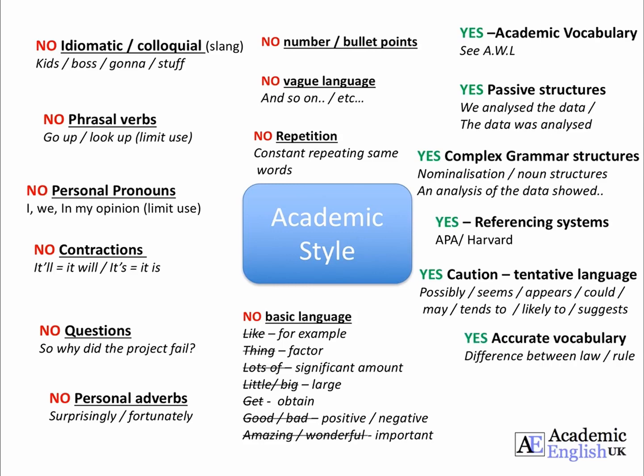We should be accurate in our vocabulary and show the differences between key words. And we should be precise and show the exact specific figures. So being specific is a key part of academic writing.